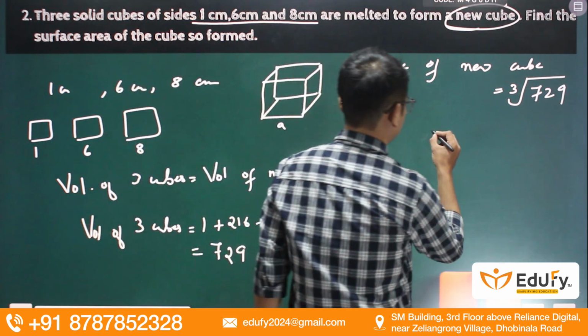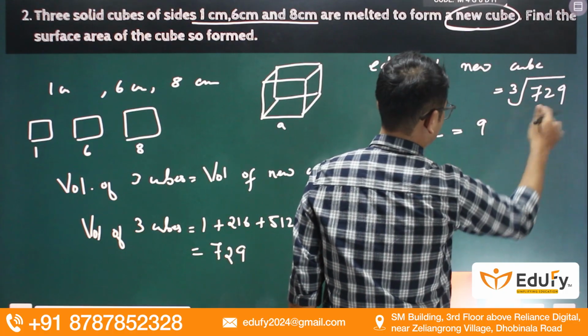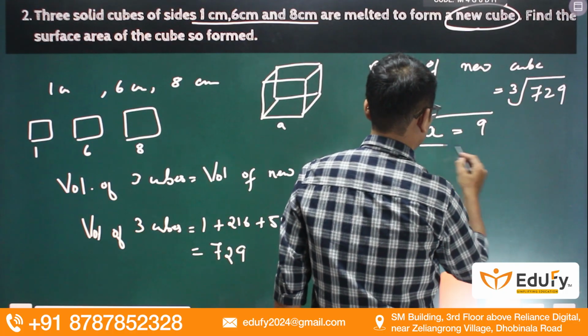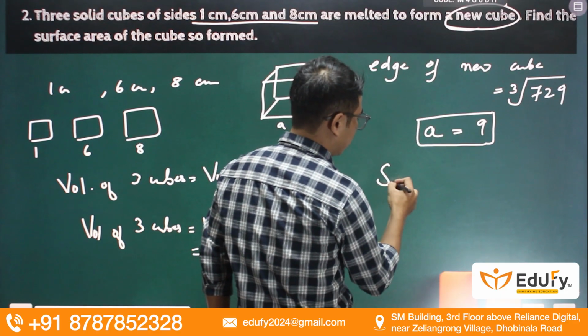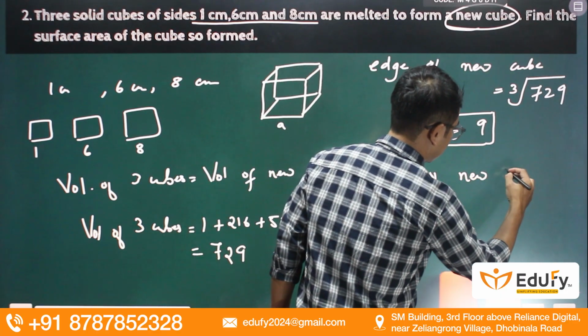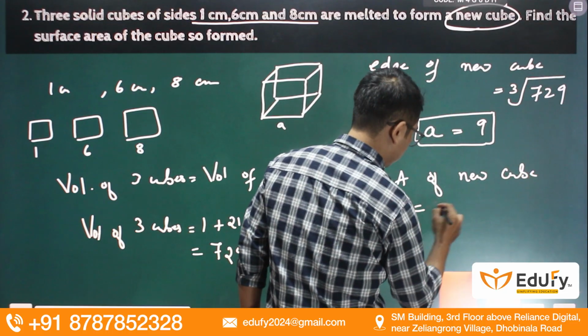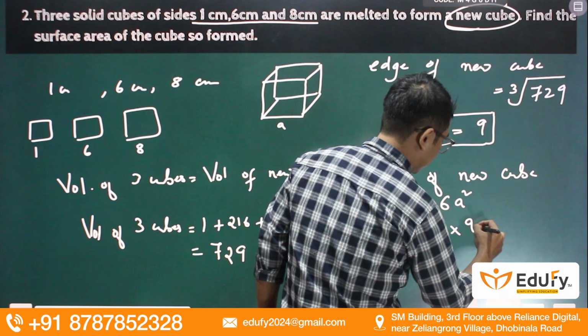So the a value here, the cube root of 729, is 9. Okay, 9 into 9 into 9 is 729. So the side, or the edge, of the new cube is 9. Now they've asked me to find out the surface area of the new cube, right? So the surface area of the new cube will be equal to 6a square, which is basically 6 into 9 into 9.